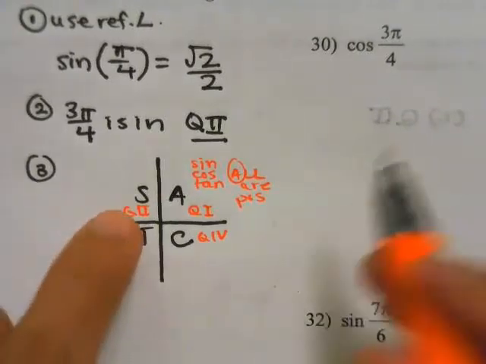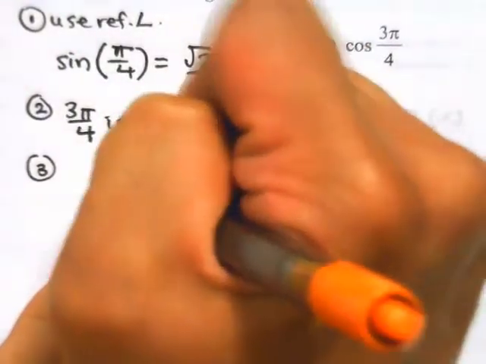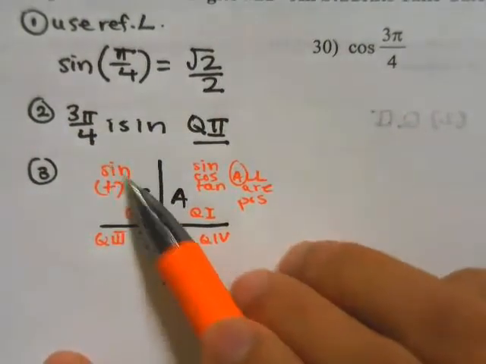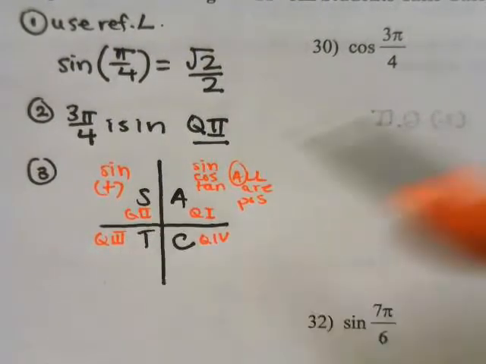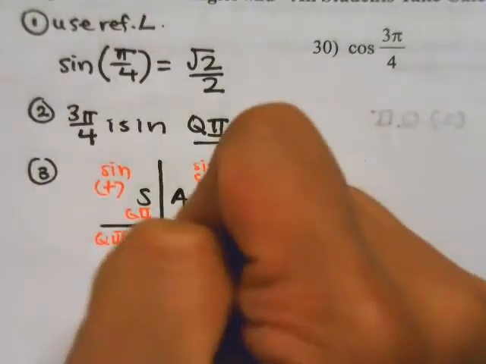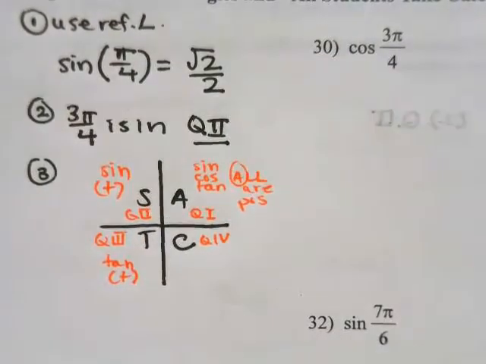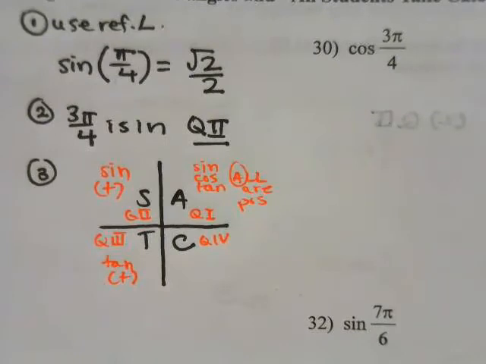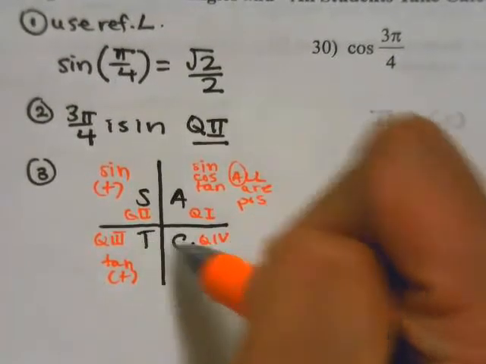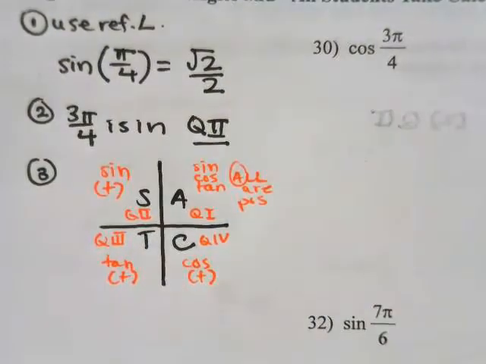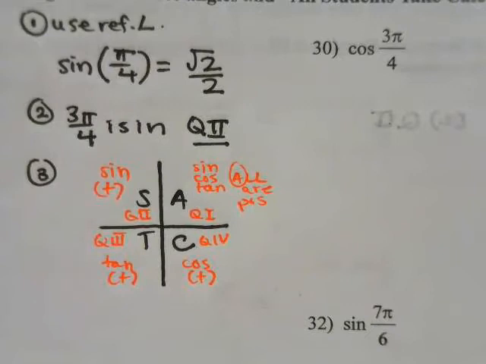S stands for sine is positive, only sine. So that means cosine and tangent are going to be negative over here in quadrant number 2. All Students Take, that means tangent is the only function that's going to be positive here. That means that cosine and sine are going to be negative. All Students Take Calculus in quadrant 4: only cosine is positive. That means sine and tangent are going to be negative.